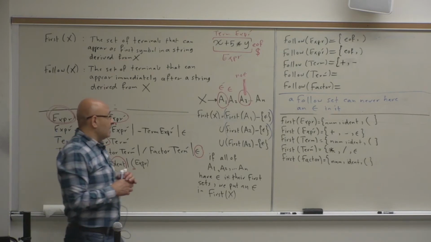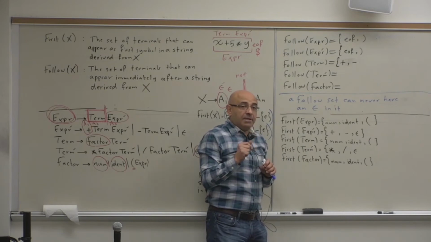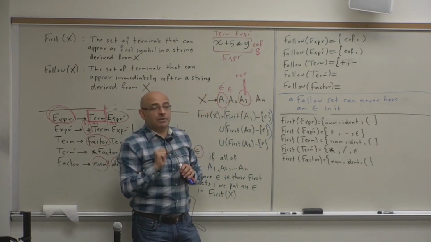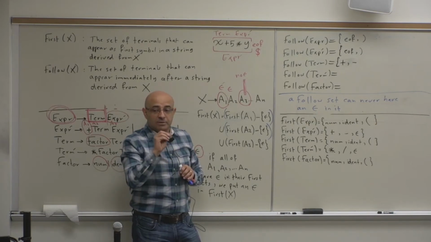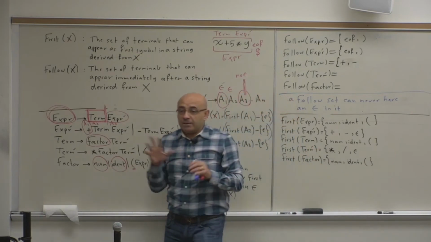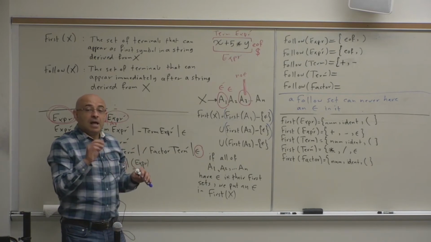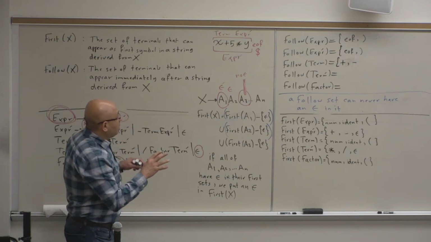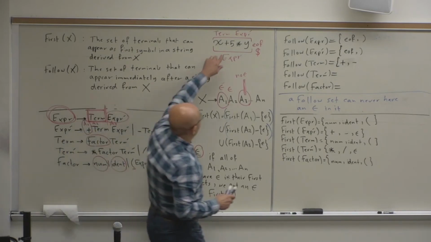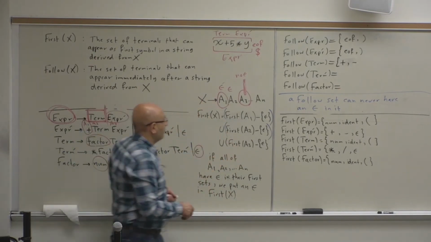Okay. Again, having an epsilon in the first set means that this symbol can be skipped by substituting epsilon for it. We can substitute epsilon for this symbol, for this variable. But epsilon doesn't make sense in the follow set because a variable cannot be followed by nothing. It's either followed by one of the symbols here or followed by end of file. Okay.